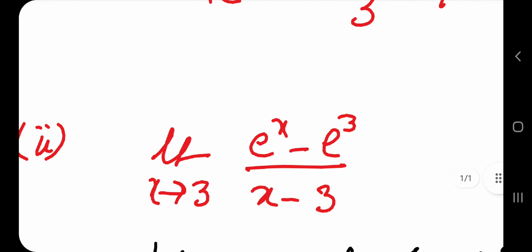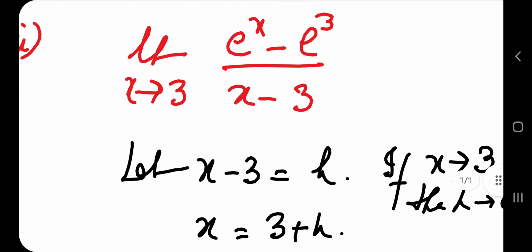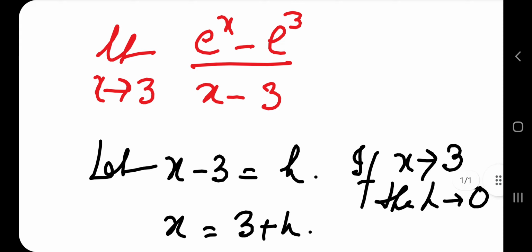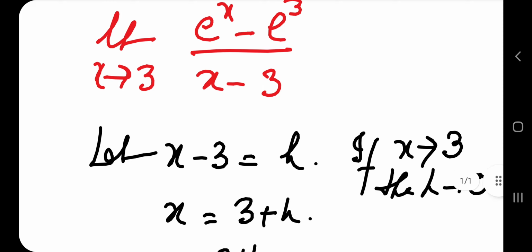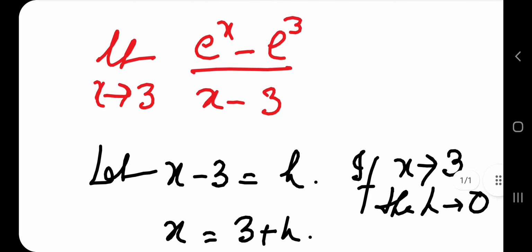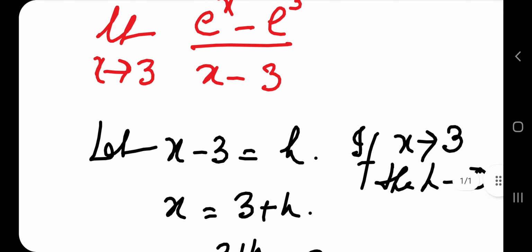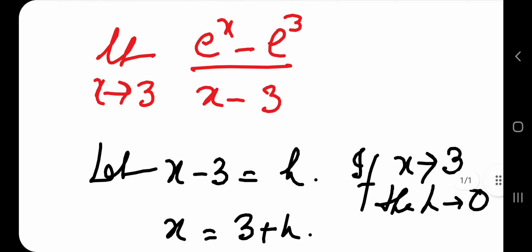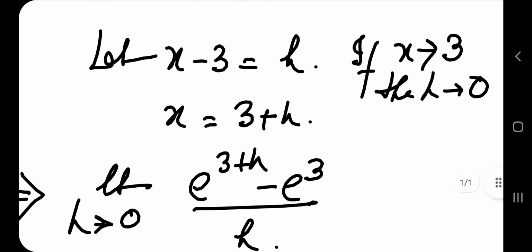Next sum is this one, similar sums. So what I'll do is take x minus 3 as h, same type of thing. So if x tends to 3, then h tends to 0. So in the place of x I am placing 3 plus h.